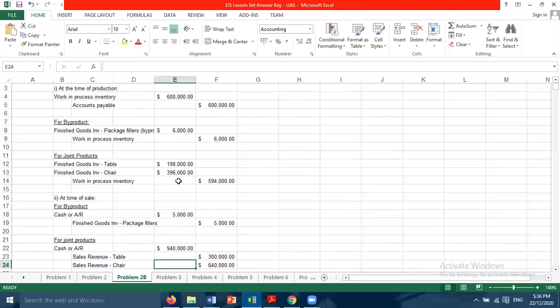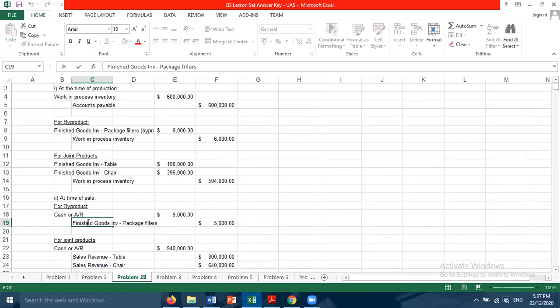Next, during the time of sales, unlike the sales method, the production method does not acknowledge revenue when we sell the byproduct. So in this case, if we do sell the byproduct, all we need to do is debit cash or accounts receivable, and instead of acknowledging revenue, all we need to do is just decrease the finished goods inventory for the byproduct, or credit, which is 5,000, because only 5,000 is sold in this case.